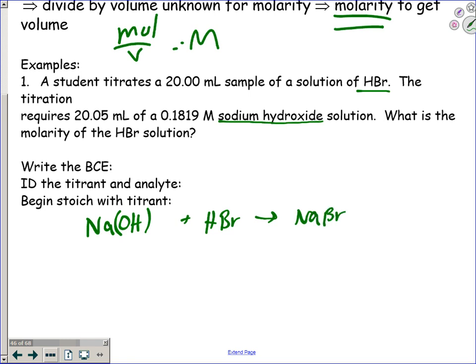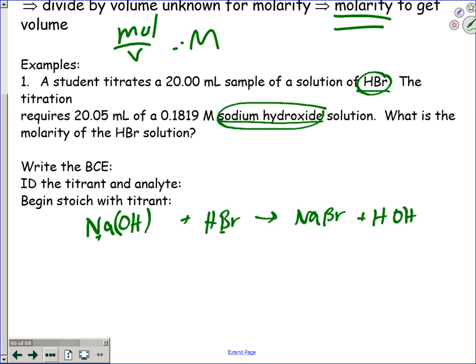NaBr, good, because that's sodium and bromine. Good. What kind of process is this again, guys? It is a double replacement, but specifically it's acid plus base, which is a what kind of reaction? Neutralization reaction. Okay. So I have this reactant and this reactant. All right, so we've done our BCE.